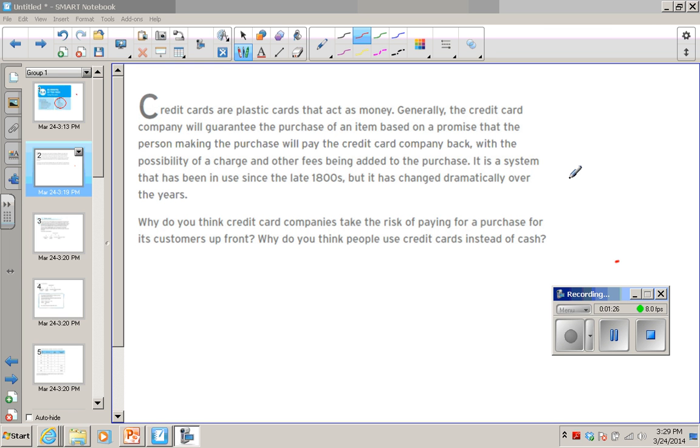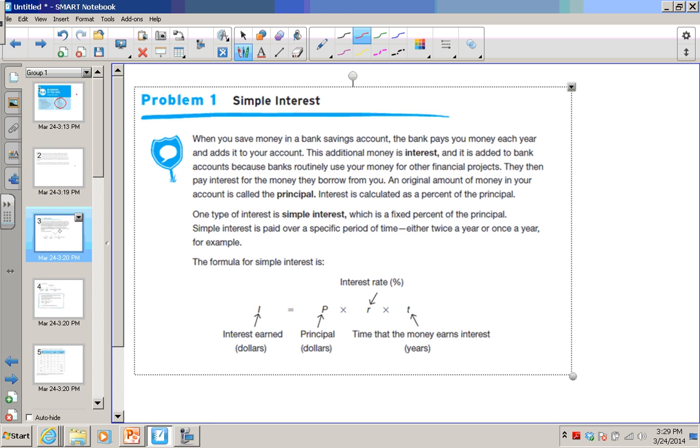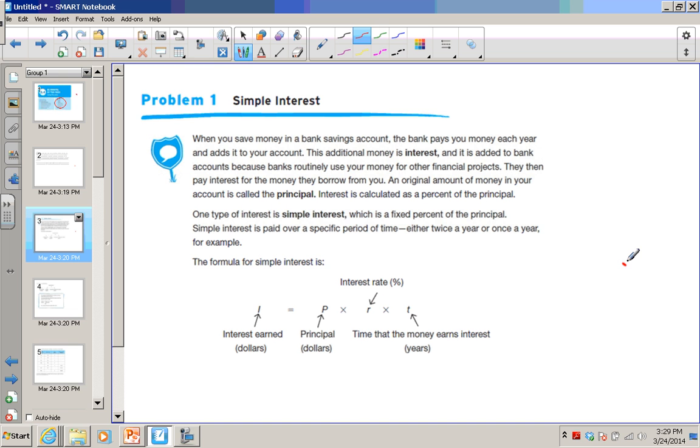And credit card companies would take that risk because they're going to get what's called interest off of the money as well. So the longer the people borrow the money, the more they're paying for borrowing that money on top of what they owe the credit card company for whatever it is they purchased. So it really makes sense for the credit card companies to let people borrow that money because they're making money because of it. So that brings us to problem 1, which is all about simple interest.